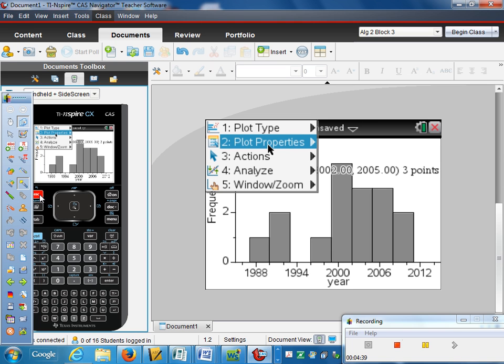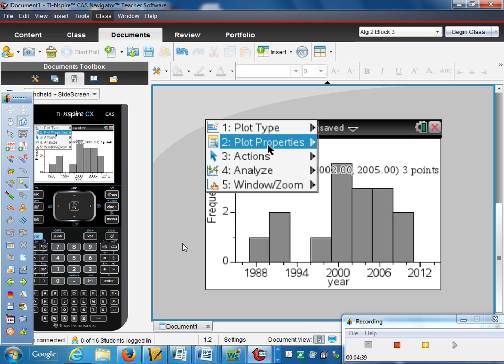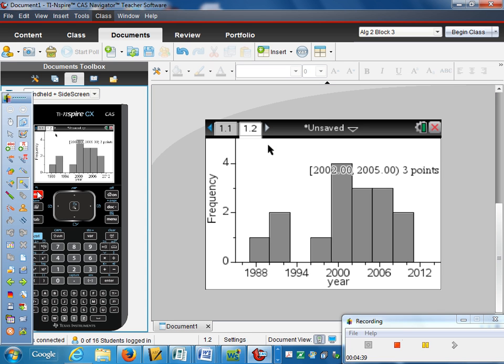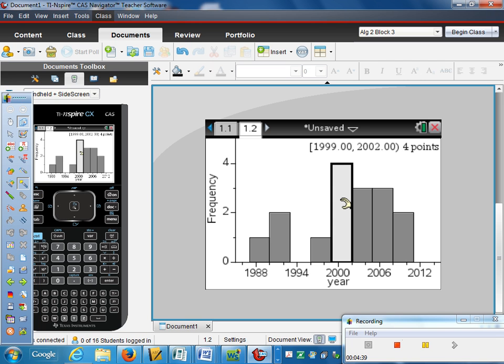Now, how do you see how many are in each bar? And what if I want to know this tall bar, how many points go in that tall bar? Well, since we're only four high, but you can also click a bar, and it will tell you that bar is running from 1990 to 2002, and it's got four data points in it. So if you click on any bar, it'll tell you exactly what it runs between.